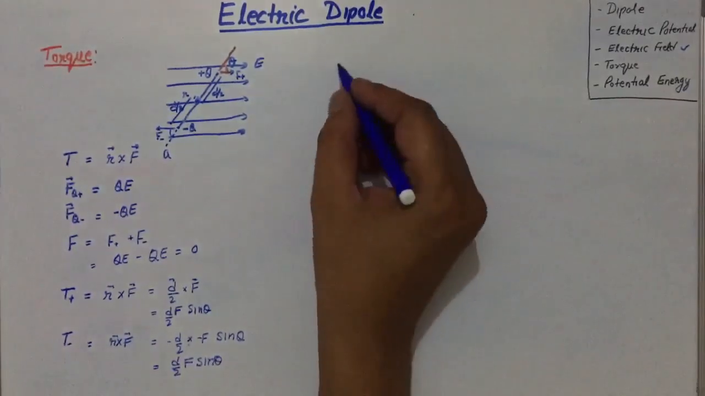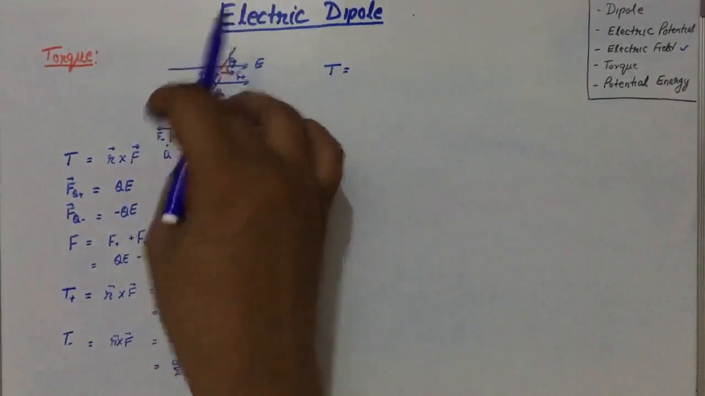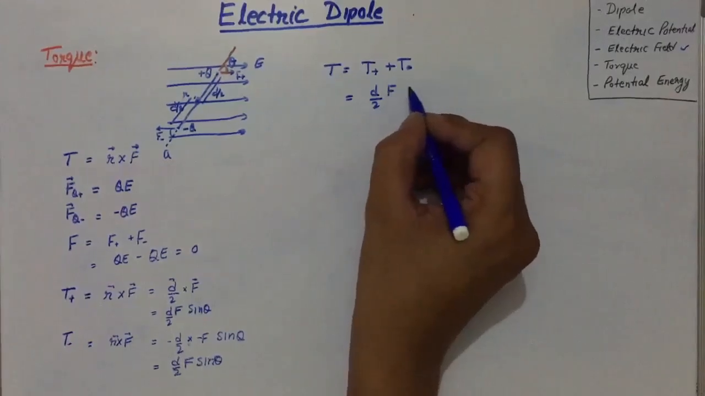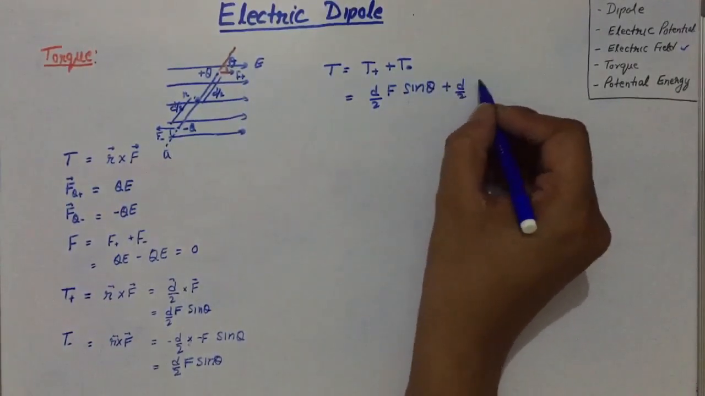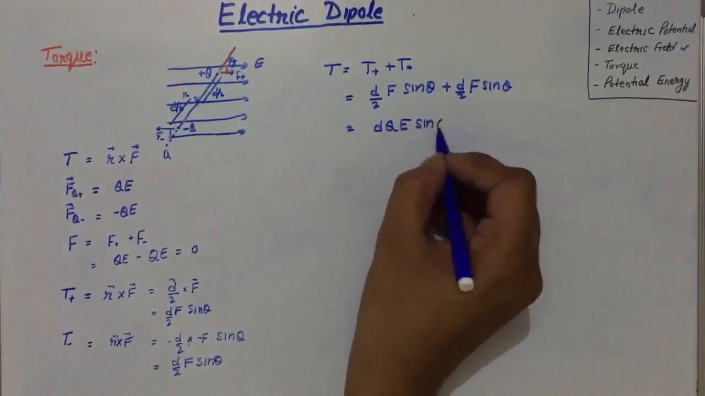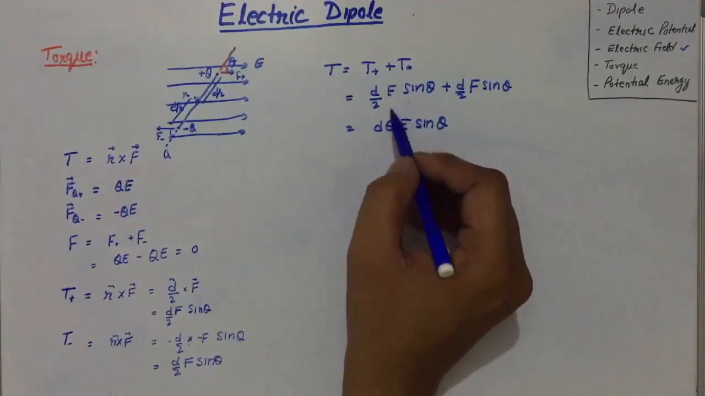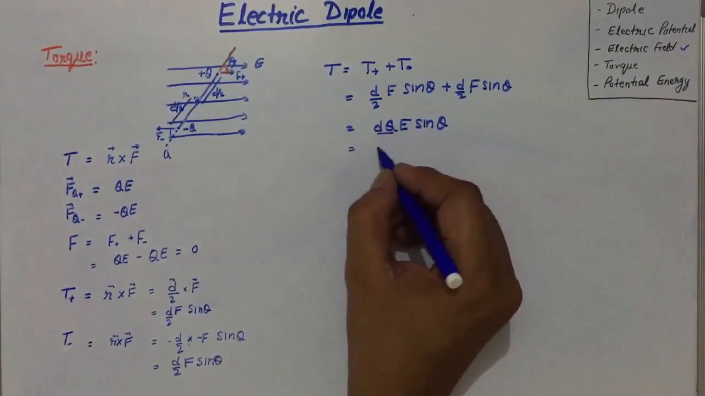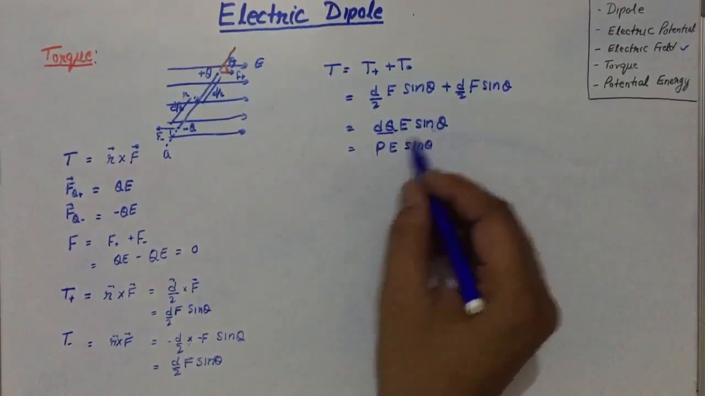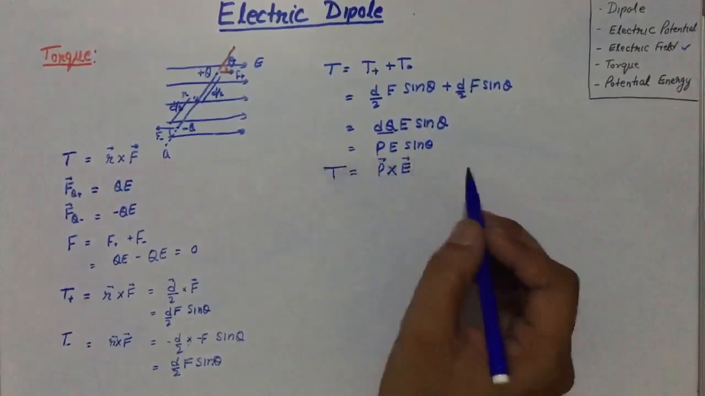In this way, the total torque existing on the system will be d by 2 F sine theta plus d by 2 F sine theta, and this can be written as d q E sine theta, because F is QE and d by 2 plus d by 2 is d. Here q times d can be written as P. If you remember, we discussed a few minutes before, PE sine theta can be written as the cross product of P and E. We can write it like this.